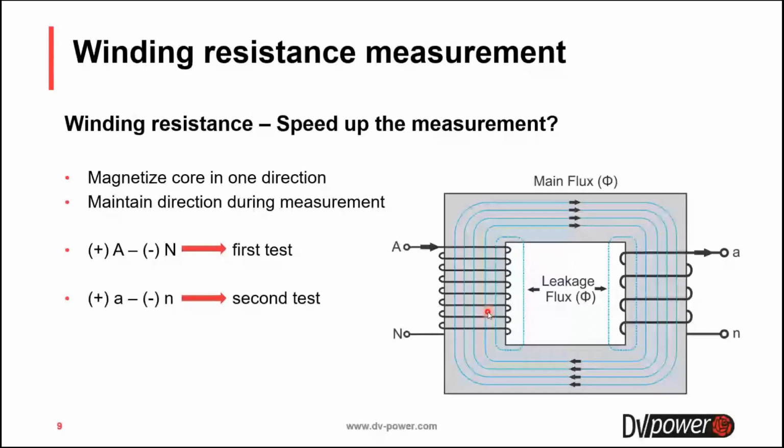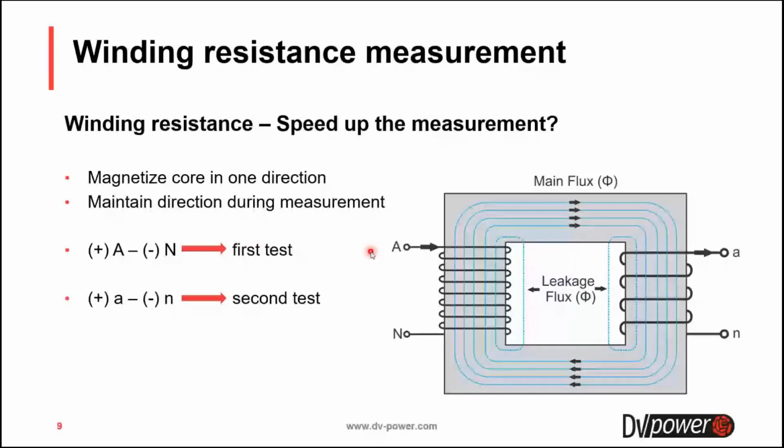If we first measure from A to N, the flux will be like in the picture. After that, we measure the low voltage winding. We must measure from A to N, which will maintain the flux orientation.